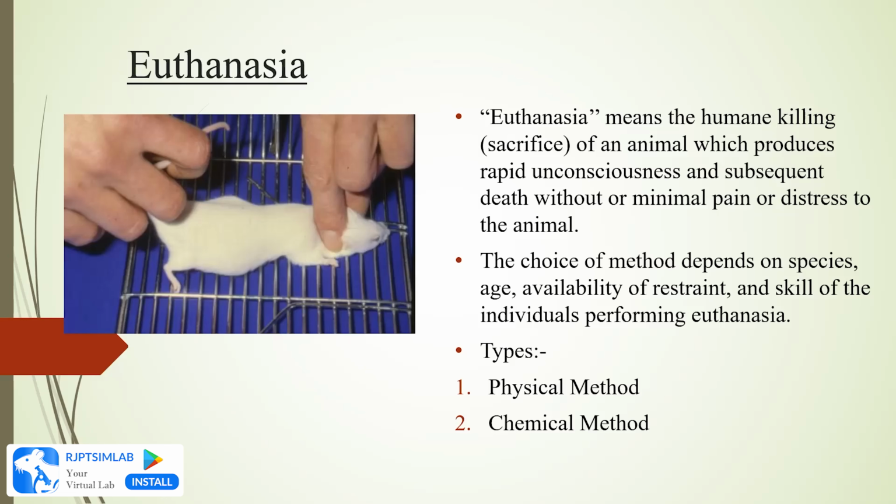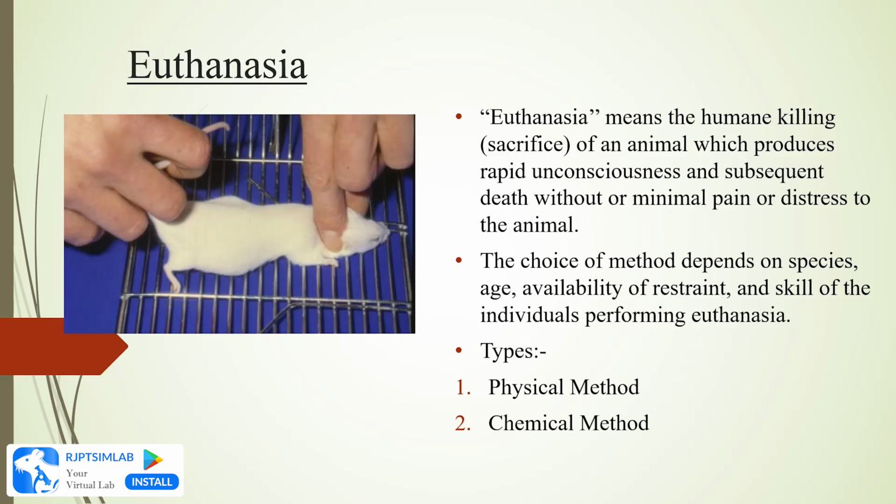Now, what is euthanasia? Euthanasia means the humane killing or sacrifice of an animal which produces rapid unconsciousness and subsequent death without or with minimal pain or distress to the animal. The statement says that it is the killing of the animal without causing pain or giving minimum pain or distress to the animal.